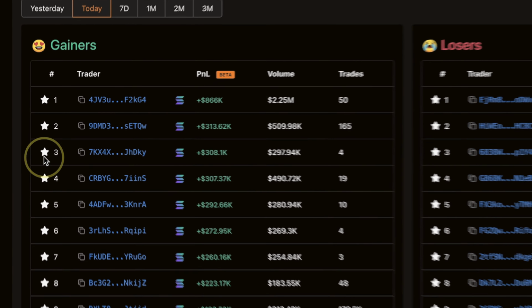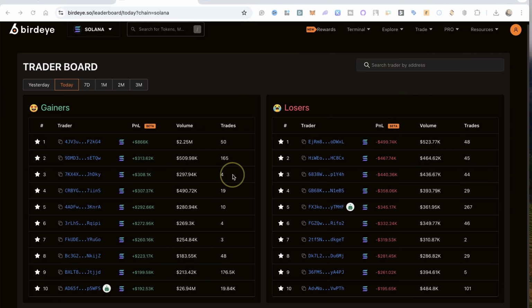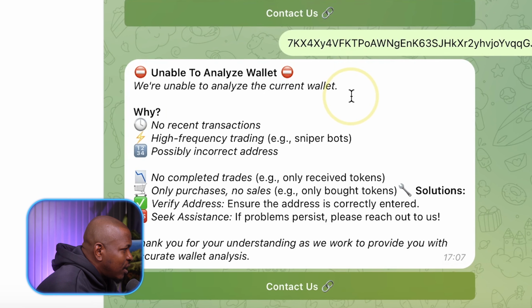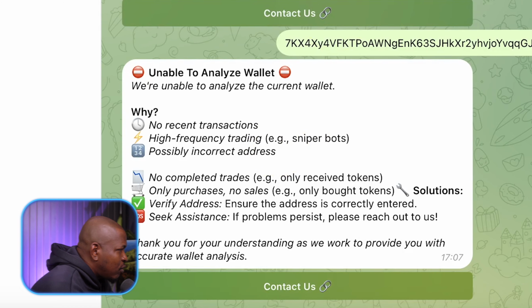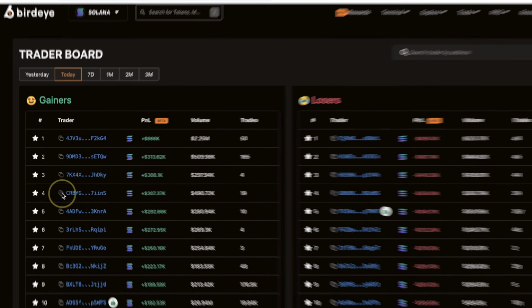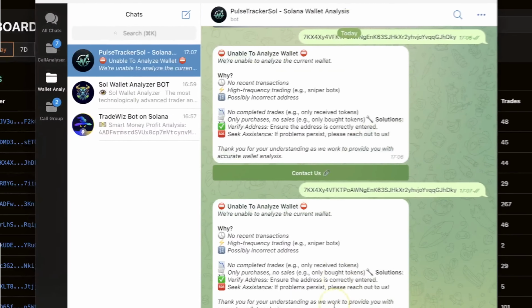So I want to analyze the wallet with 4 trades. Even though this wallet only has 4 trades, when I put it here to analyze, it says unable to analyze wallet because it has no high frequency trading transactions or possibly a wrong address. So of course the address is not correct. It must just be the other 2. I'll move ahead to this number 4. I'll go ahead and do all this and come back to you.